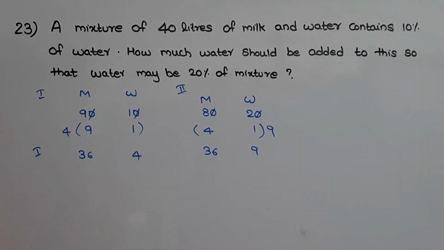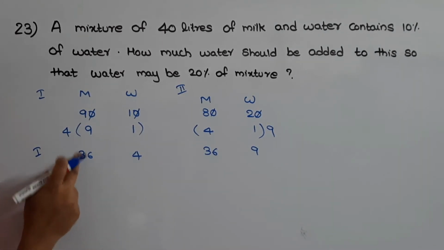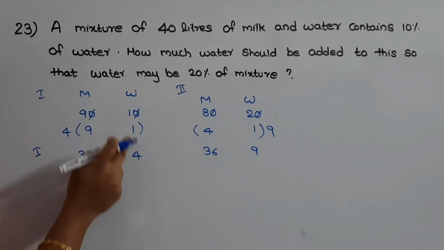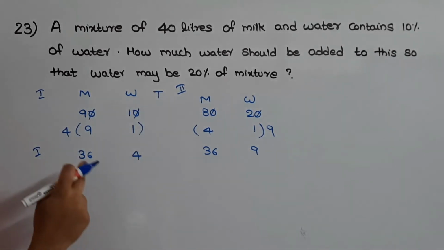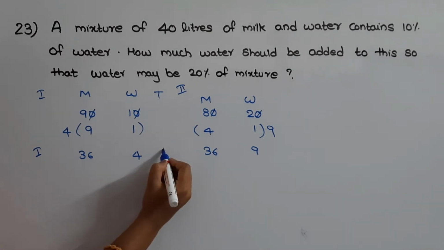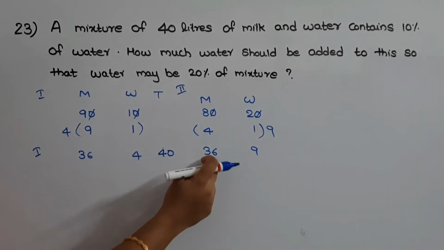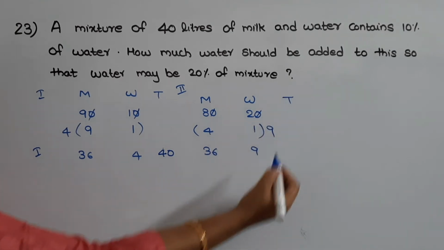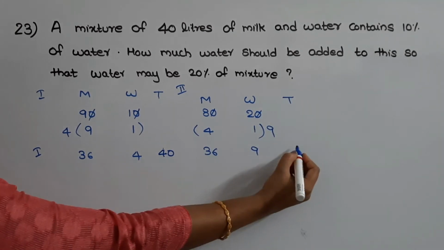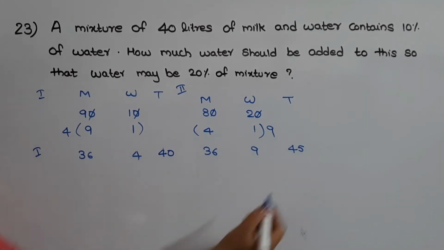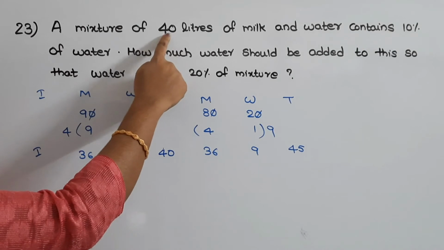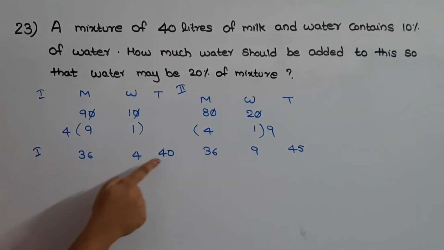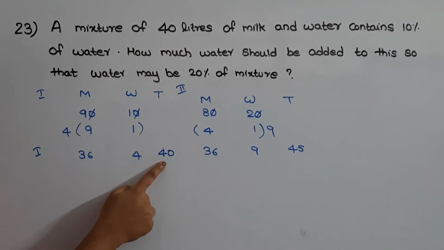Okay. Now what if 36 liters of milk is present and 4 liters of water is present? What will be the total quantity of the mixture? That will be 36 plus 4, that is 40. Okay. And here what will be the total quantity of the mixture? That will be 36 plus 9, that is 45. Okay. Now in the question also, in the first case, the quantity of the mixture is given as 40. Okay. And here also we got the quantity of the mixture as 40.